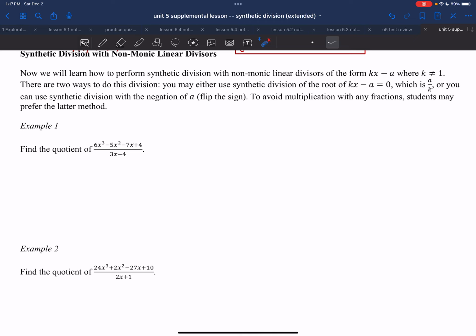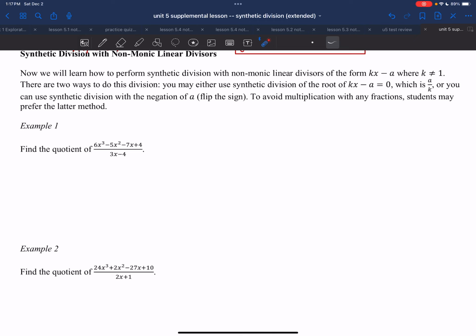Then we'll talk about monic nonlinear, meaning the leading coefficient is 1, but the degree might be like x squared or like 1x cubed or something like that, right? And then on the last piece of the video, we're talking about neither. So it could be like 3x squared as your leading coefficient, right? So the degree's not 1 and the leading coefficient isn't 1. And so we're going to put all three of these things together.